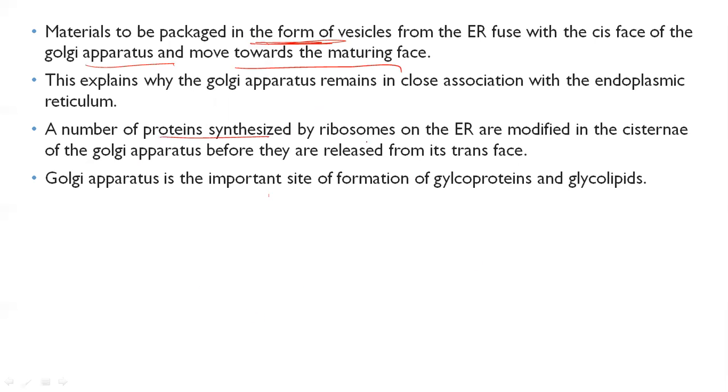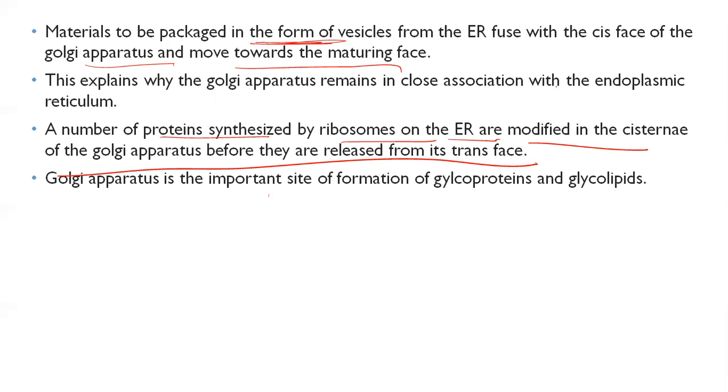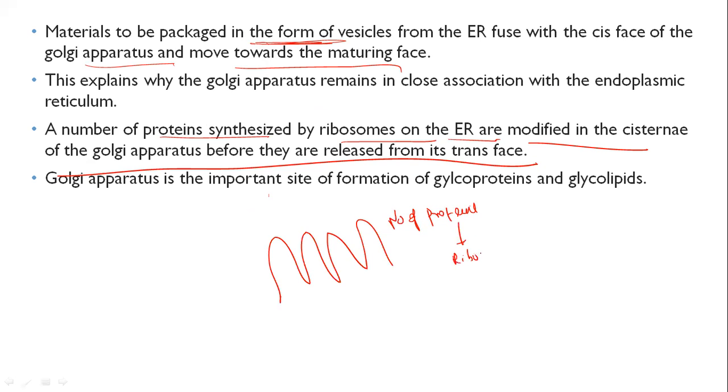A number of proteins synthesized by ribosomes on the endoplasmic reticulum are modified in the cisternae before they are released from its trans surface. So, before they reach the trans surface, the proteins are already modified on the cis face. Let me show you. A number of proteins synthesized by the ribosomes on the ER are modified in the cisternae before they are released into the trans face.